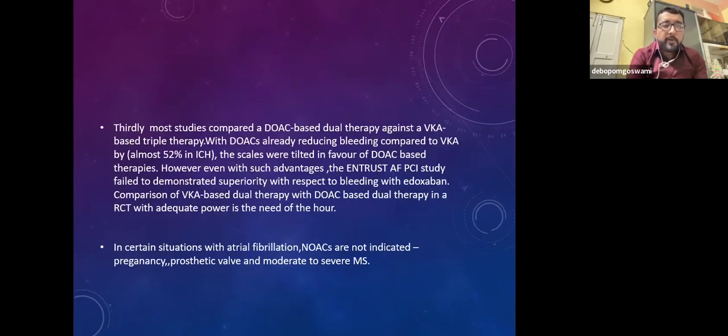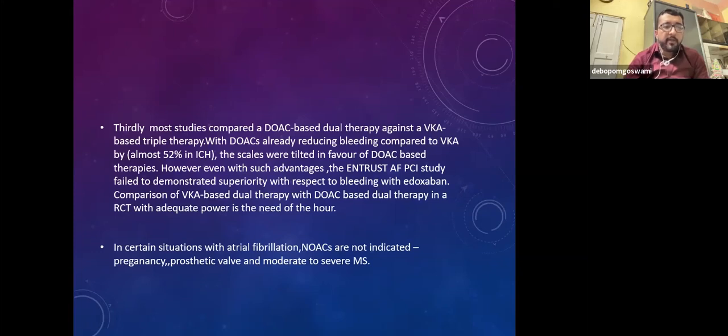Thirdly, most studies compare the DOAC-based dual therapy against a VK-based triple therapy. So it's very difficult to compare between the 2 subgroups, with DOACs already reducing bleeding compared to VK by almost 52% for ICH. The scales were tilted in favor of the DOAC-based therapies. However, even with such advantage, the ENTRUST-AF PCI study failed to demonstrate superiority with respect to bleeding with edoxaban. So comparison of VK-based dual therapy with DOAC-based dual therapy in an RCT with adequate power is the need of the hour.